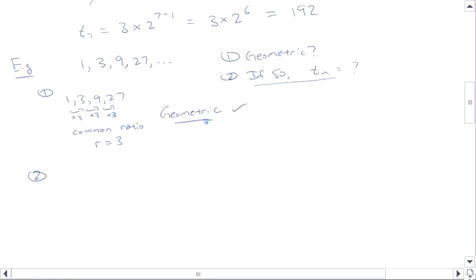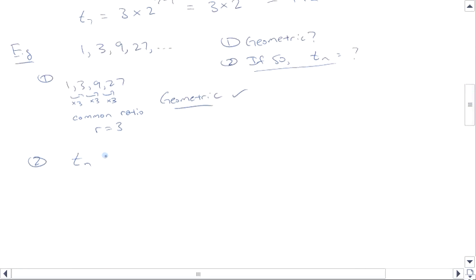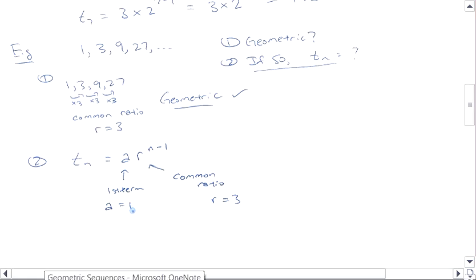Well, we know that it's geometric, right? So we set up here that for any geometric sequence, we can use this equation here. So we know that Tn has to be equal to a times r to the power of n minus 1, where a is the first term, and r is the common ratio. Now we've already worked out that our common ratio here is r is equal to 3. We also know what our first term is, because we have the sequence. We know that our first term, a, is equal to 1.